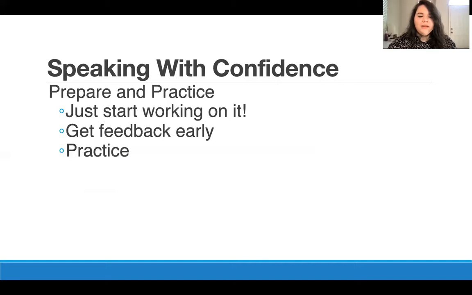Prepare and practice. Just start working on it. Do something. You don't even have to go in order when you're trying to kind of arrange your speech, right? You don't have to say, okay, how do I want to introduce my body? What are my main points? How am I going to conclude? If you wake up and you've got an awesome conclusion in your head, write it down, get started there, and then go back and kind of piece everything together and build your flow.